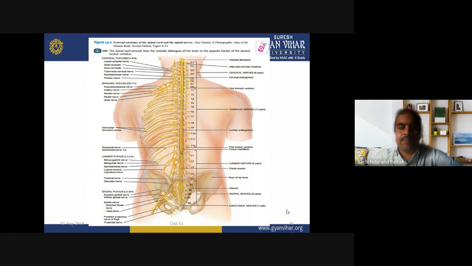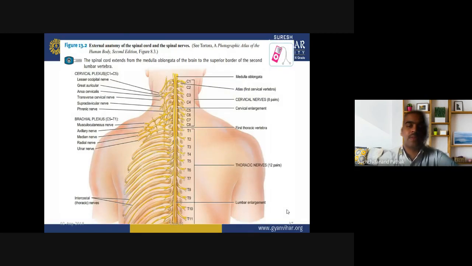And then below you can see the lumbar nerves, 5 pair, then sacral nerves are also 5 pair, and the coccygeal nerve is 1 pair. These are the nerves that emerge from the spinal cord. Now look like this. It's a very clear image.